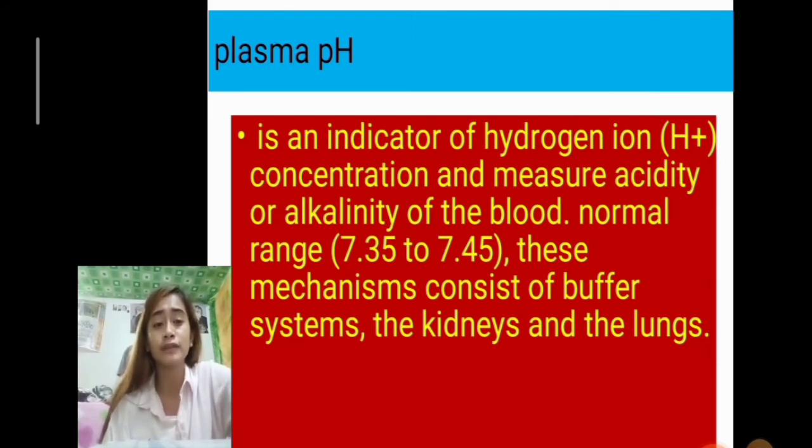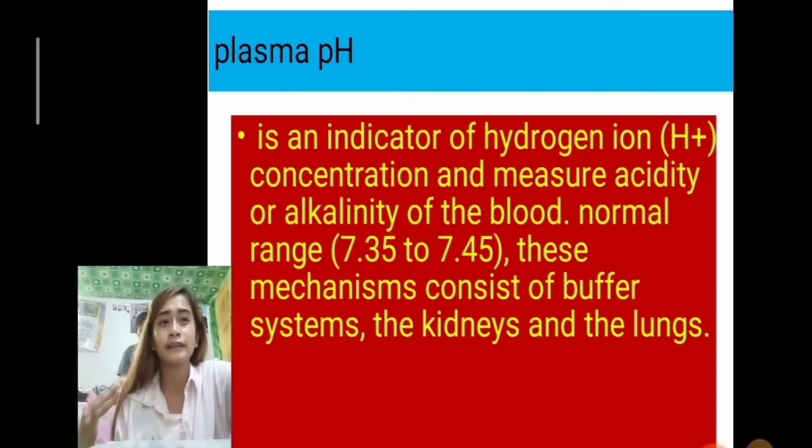This mechanism consists of buffer systems, the kidney and the lungs. Plasma pH is defined as the negative log of H+. When H+ is increased, the pH decreases. The condition of high plasma pH is called alkalosis, and low plasma pH is called acidosis. The body has lines of defense against changes from the normal plasma pH: the chemical buffer and the respiratory system.